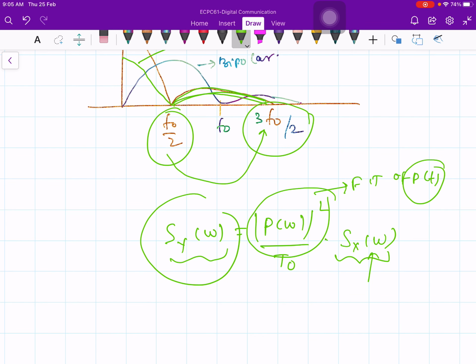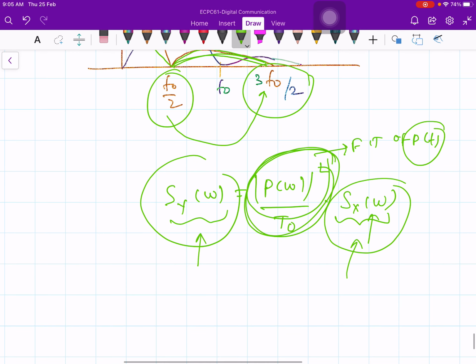To show what kind of things we can do by controlling the pulse shape, we will discuss that in detail soon after discussing the various basic line coding schemes: that the output spectrum can be controlled not only with the input power spectrum but also with the pulse power spectrum.